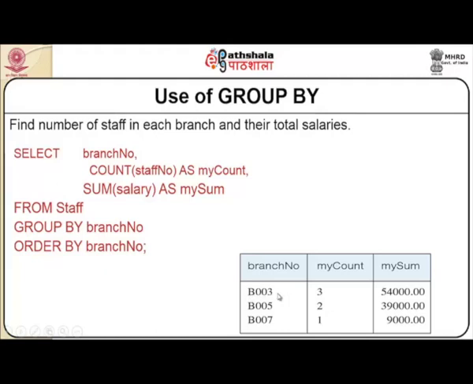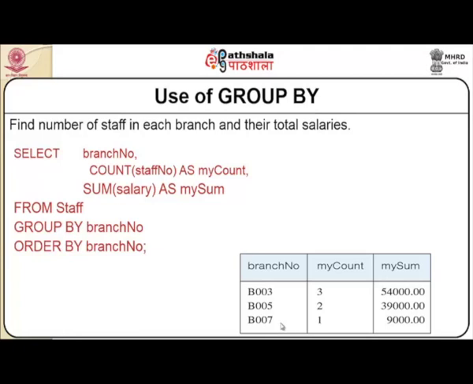So branch 003, the number of staff is 3, branch 005 has 2 staff members and branch 007 has only 1 staff, and their total salary, meaning sum of salary for these people, in total is 54,000 for the first. For the branch 005 the total salary is 39,000 and branch 007 we have 9,000. We have grouped it by the branch number and we have ordered it based on the branch number, starting from 3, 5 and 7.